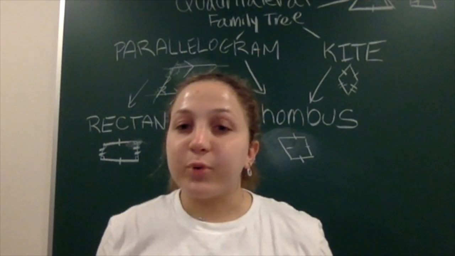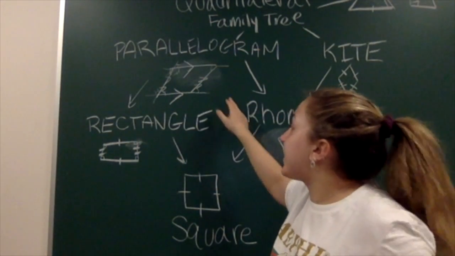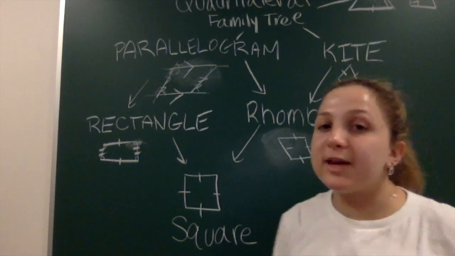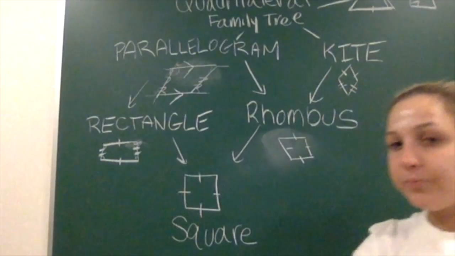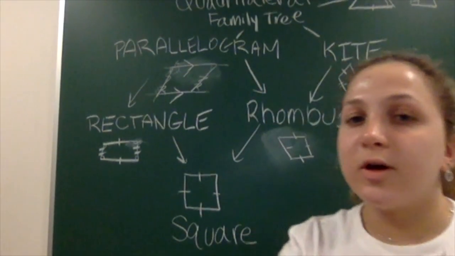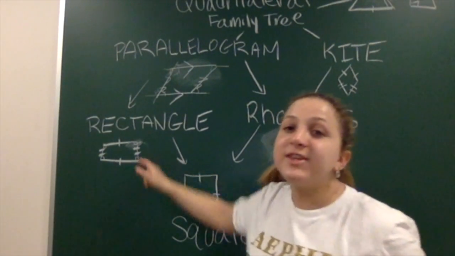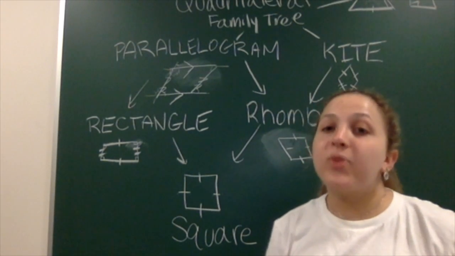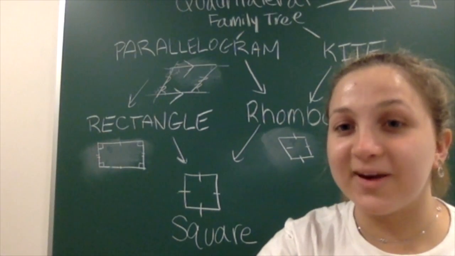Therefore, under this branch, I'm going to put all quadrilaterals that have parallel sides. Their sides are parallel for the same reasons that I explained for the parallelogram. So under the parallelogram, I have a rectangle. The defining attribute of a rectangle is that it is a quadrilateral with all right angles. Over here, we can see that the rectangle has all right angles.